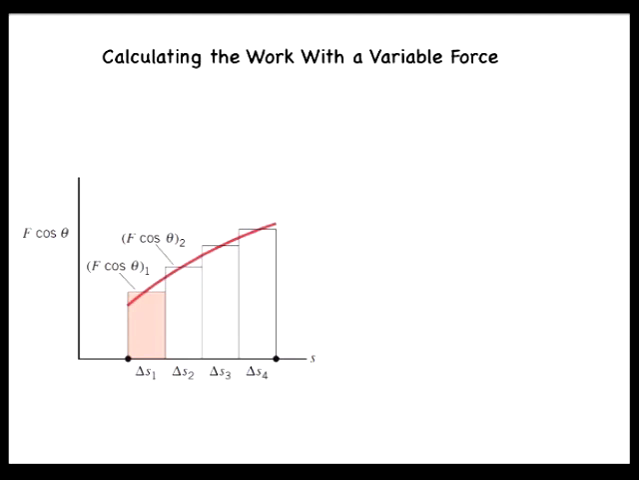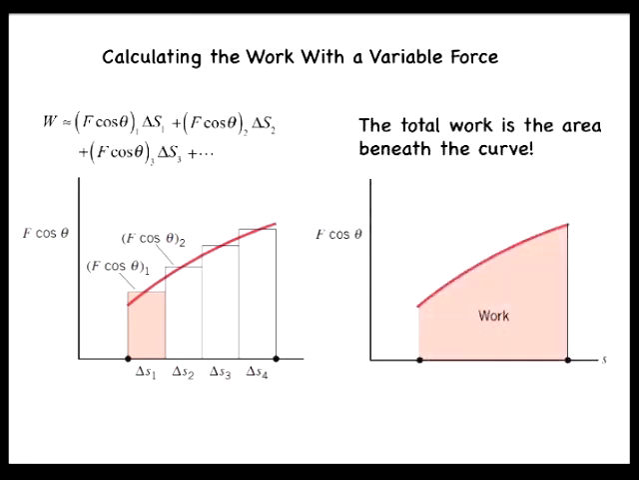To estimate the total work under the curve, we can sum all of the contributions to the total work by adding the areas of each segment, or the work is approximately equal to F cosine theta 1 times delta S1 plus F cosine theta 2 times delta S2 plus F cosine theta 3 times delta S3, etc. The final result is that the total work done is equal to the total area beneath the force displacement graph.